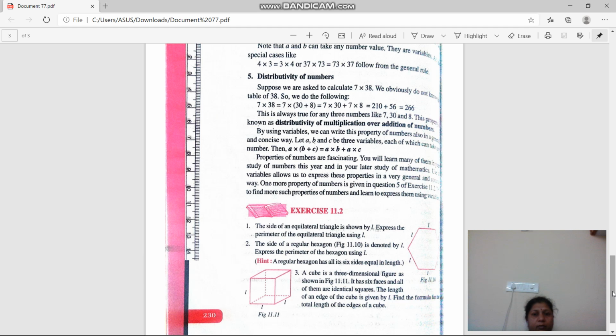Okay, so a third example is about a cube. A cube is a three-dimensional figure and all its sides are equal. You have to have all this basic knowledge. Then and only then I will start the exercise.